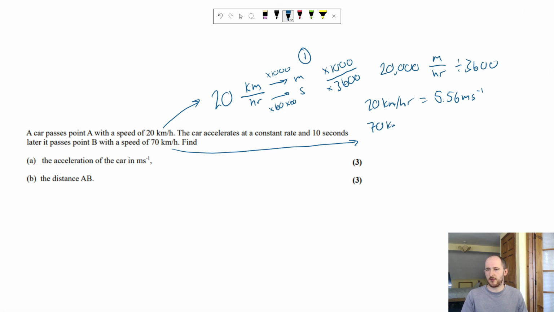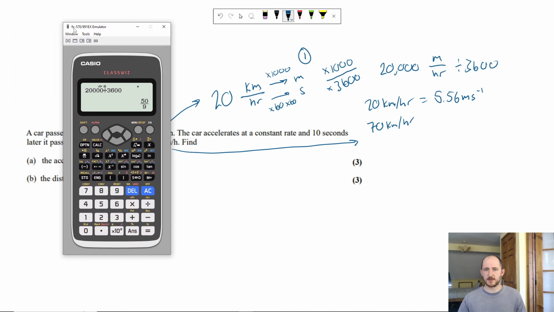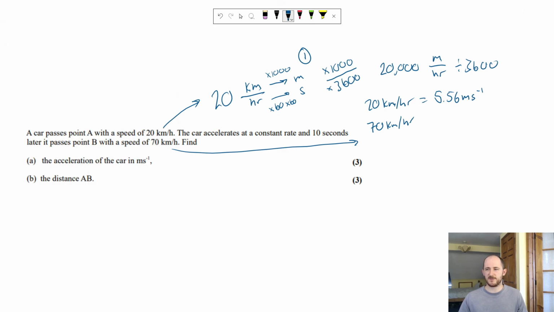Well, we follow the same process, right? We first times it by 1,000. So 70 times 1,000 is obviously 70,000. And we still divide it by 3,600 to go from hours to seconds. And that gives me 19.4, let's call it. I hope that makes sense.